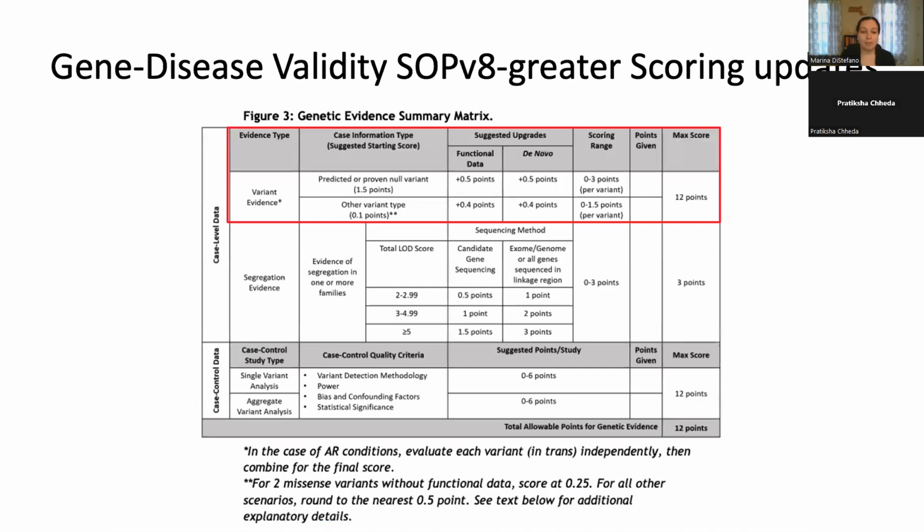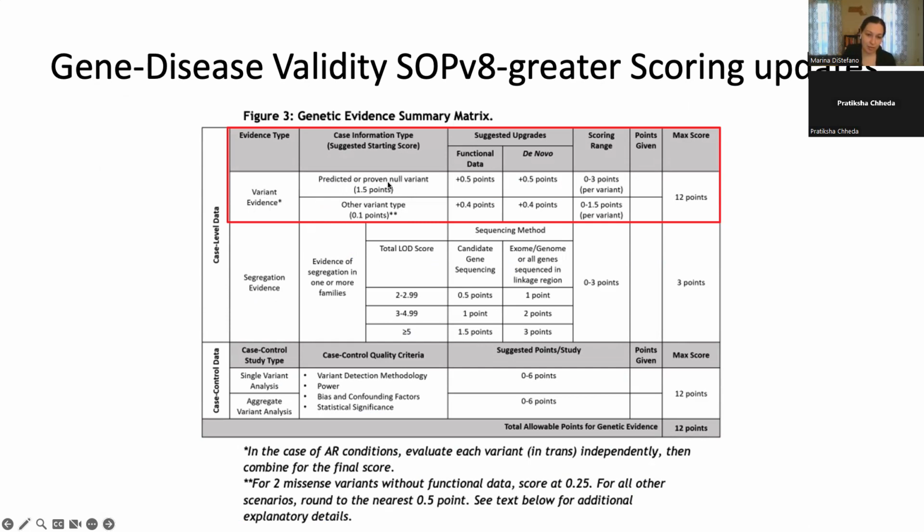So this, you'll notice, is the genetic evidence summary matrix. From version 8 of the SOP, we're at 10 now, if I remember correctly, we have made changes. Instead of scoring at the proband level, even though you are scoring a proband, you enter the variants and it adds together the variants to give you the total score.